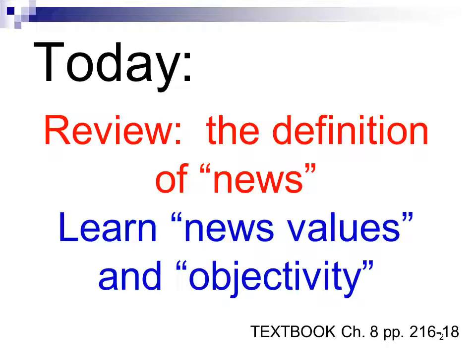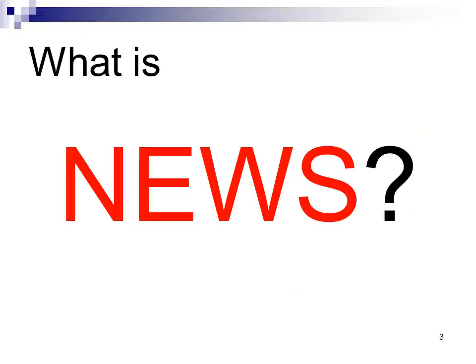this approach to telling news stories that we call objectivity. It's an approach that's been practiced for about 120 to 130 years in American journalism, and you'll see that it really represents a good way to ensure that the news that we report is factual, accurate, and concise. So let's get started with the review.